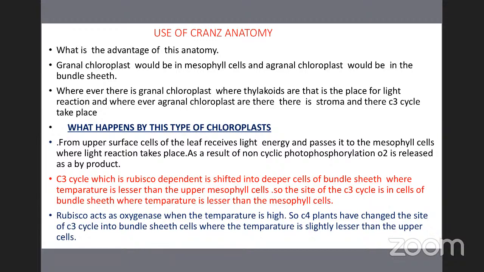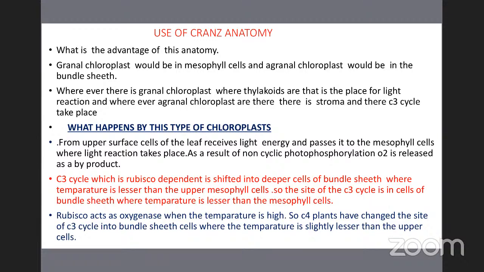So O2 concentration is also somewhat higher than in the lower tissues. That means that in mesophyll cells, temperature and oxygen concentration are both high. And this high temperature and high O2 concentration change the nature of the Rubisco enzyme. And this Rubisco enzyme is essential for running this C3 cycle.